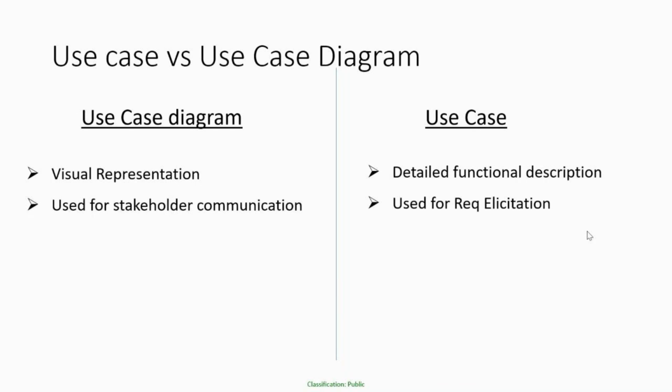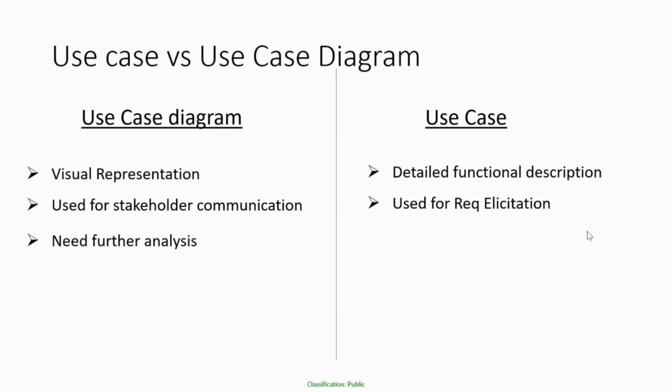Whereas your use case is for requirements elicitation, meaning you have already got a specific feature or functionality, basic details, and now you want additional information about it. So you want to dig deep into it. That's when you do the requirements elicitation, and that's where your use case comes into the picture. You cannot have a descriptive understanding using just a diagram. You need to put down the points. That is where your use case comes into the picture.